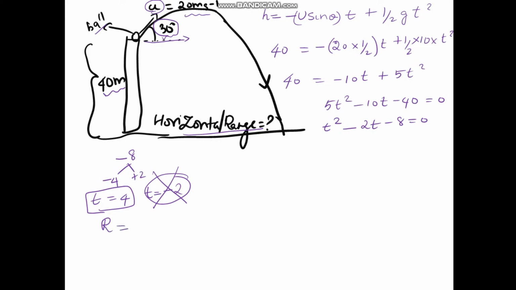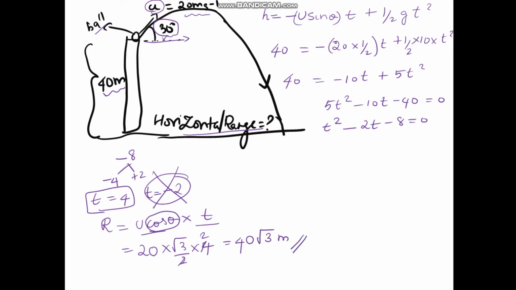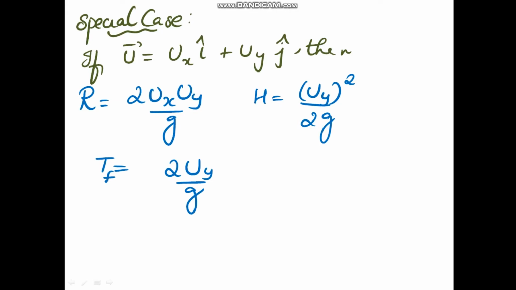What is the range formula? I have said in the previous slide, it is u cos theta into t, that is velocity into time. Along the horizontal direction we take cos theta, so u cos theta into t. U is 20, cos 30 is root 3 by 2, time is 4 seconds, which comes out to be 40 root 3 meter. Now this is the special case we have.